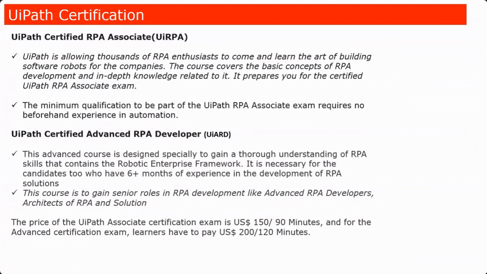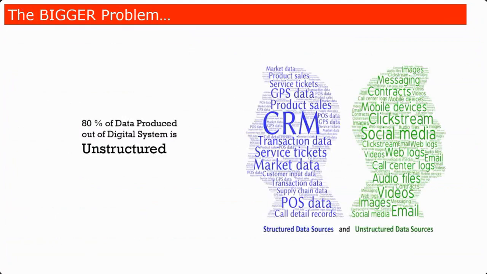But there is a problem, and the biggest problem is that RPA works really well with structured data. When I say structured data, that means data that is available in a standard form and saved in Excel, in a database, or in a similar form. But in the real world, most of the data is unstructured. And 80% of the data produced by all of these digital systems is unstructured.